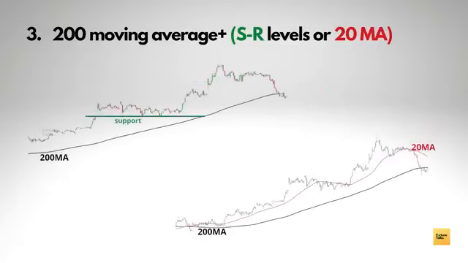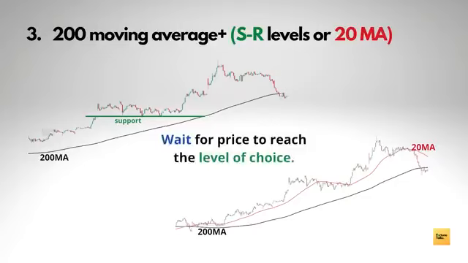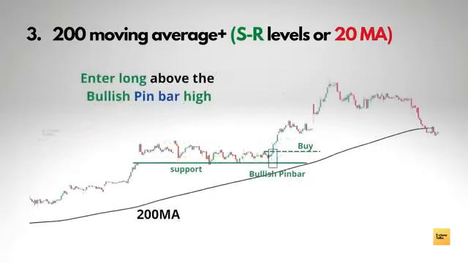Now, in an uptrend, find key support and resistance levels using a higher time frame, or you can even use a more responsive 20 moving average. Then we have to wait for the price to come to an area of value, which could be a support resistance level or a dynamic support resistance level like the 20 moving average. And if the price comes to the area of value, and when you see a bullish pin bar or a price rejection from this area of value, then you can go long.